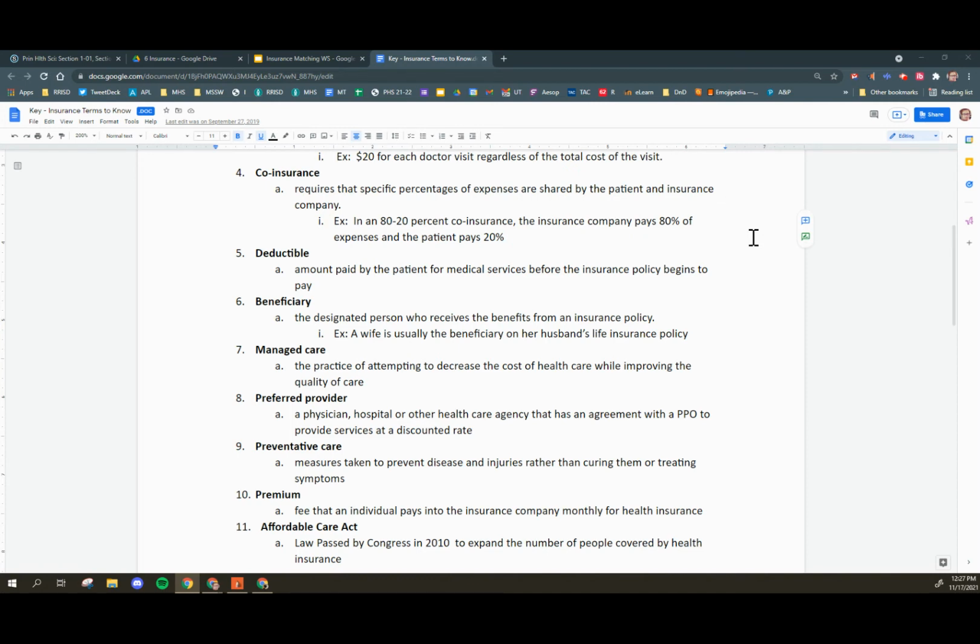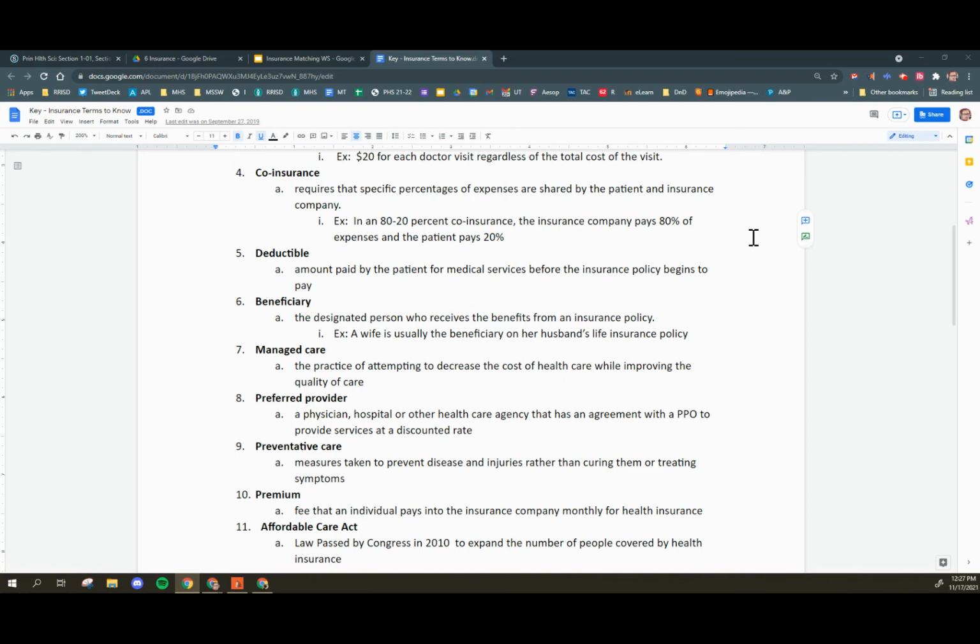When you see a coinsurance percentage written, the first number is always the insurance company's responsibility and the second number is always the patient's responsibility. So if you see a 65-35 split, the insurance company would be responsible for 65%. The patient would be responsible for 35%.